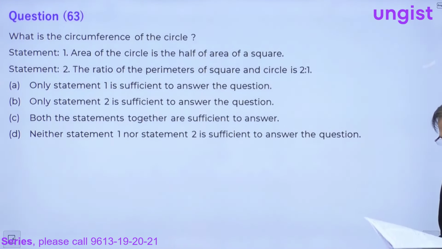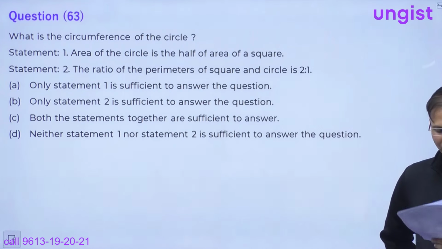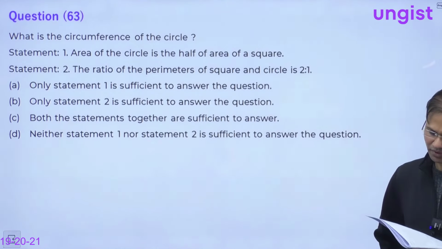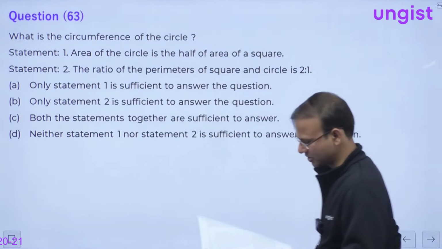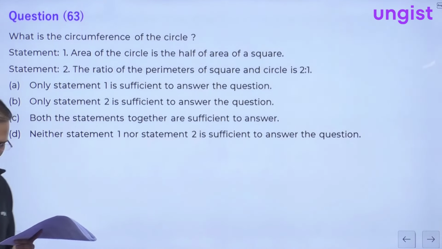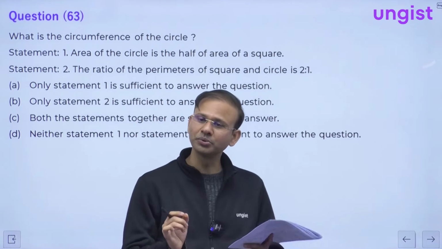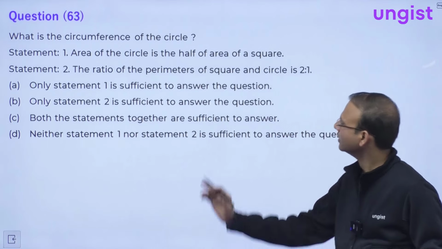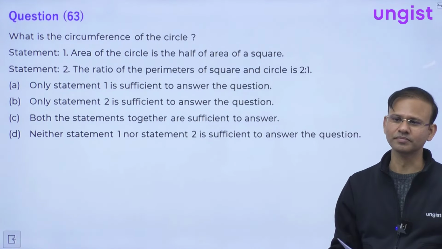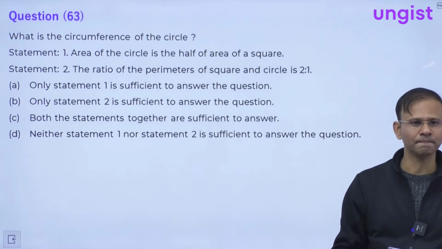The area of the circle is half the area of the square. So from statement number 1 alone you can't answer the question, right? Statement number 2 alone, the ratio of the perimeters of the square and the circle is 2:1. Isse bhi nahi ho payega. Right? From statement number 2 alone, you can't give the answer. Even if you are merging it together, can you find a fixed value, because the question is saying what is the circumference of the circle? It means you need to get a unique value. But here, if you assume something, you will get the proportionate value actually. Right, some variable will be there, so it won't be a constant value, it will be a variable value, right?